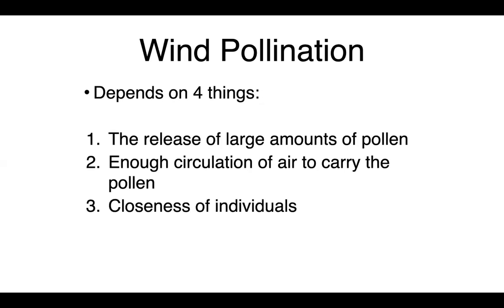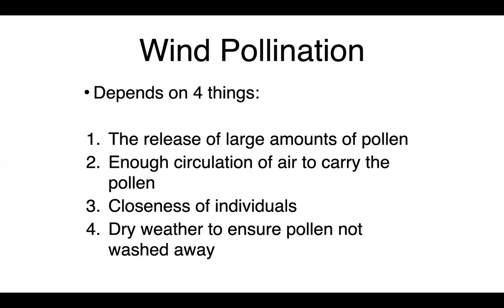You also have to rely on other plants or flowers being close to you, because if you have two plants that are a kilometer away, it's not very likely that they're going to be able to cross-pollinate. And the fourth criteria is dry weather, because it would be a real shame if you had a nice windy day to carry the pollen, followed by an evening of rain to wash all that pollen away. So wind pollination is a lot more complicated, but that's why they release a lot more pollen.